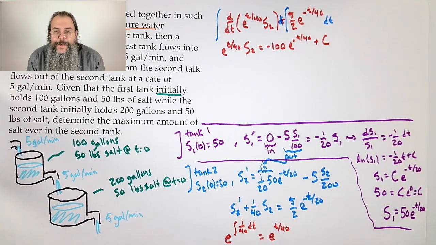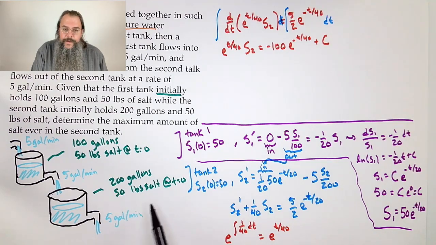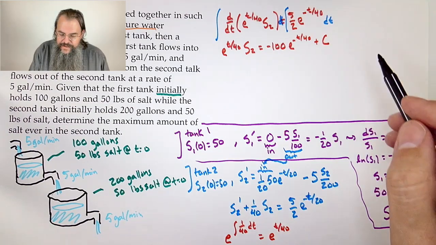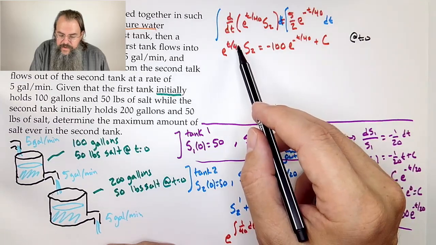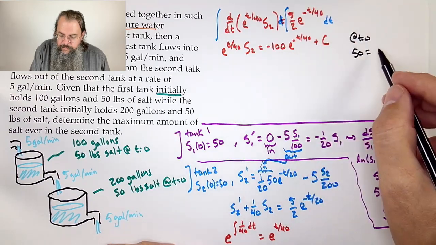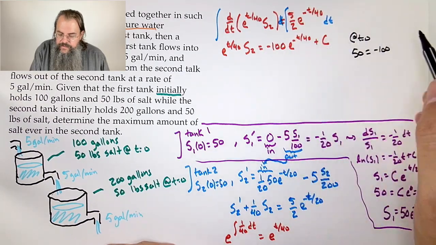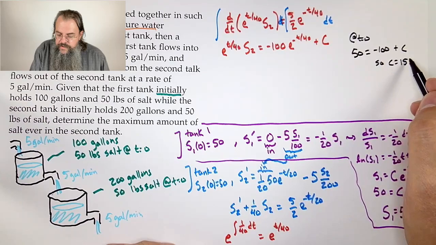All right, good. So we integrated. Well, while we're here, let's solve for our constant. And how do we do it? Well, we know how many pounds of salt there are at time 0. So if we say at t equals 0, we have e to the 0 times 50. So we have 50 is equal to minus 100 times e to the minus t over 40, and then plus our constant c. So we get that c is equal to 150.